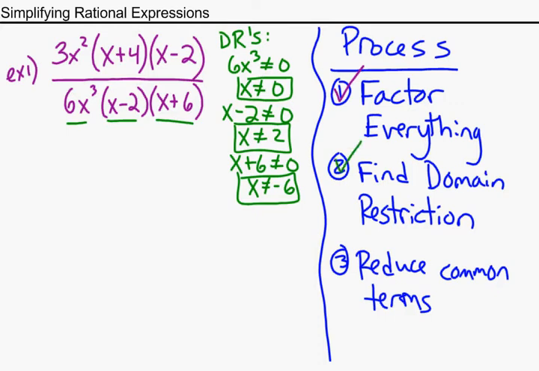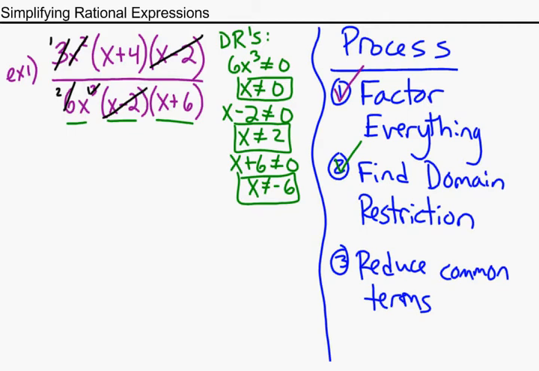So once I've found domain restrictions, the last thing I need to do is reduce common terms. So I start by looking at the monomials. The 3 and the 6 are going to reduce just like a regular fraction down to a 1 on the top and a 2 on the bottom. If I have 2 x's on the top and 3 x's on the bottom, I can reduce 2 from each and end up with 1 x on the bottom. And lastly, I look at the binomials, and I notice that there's an x minus 2 on the top and bottom, so I can go ahead and reduce those out.